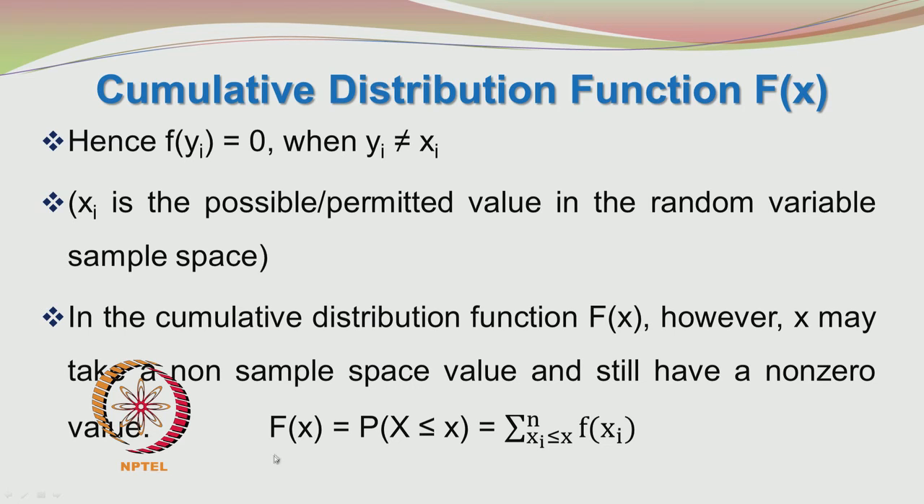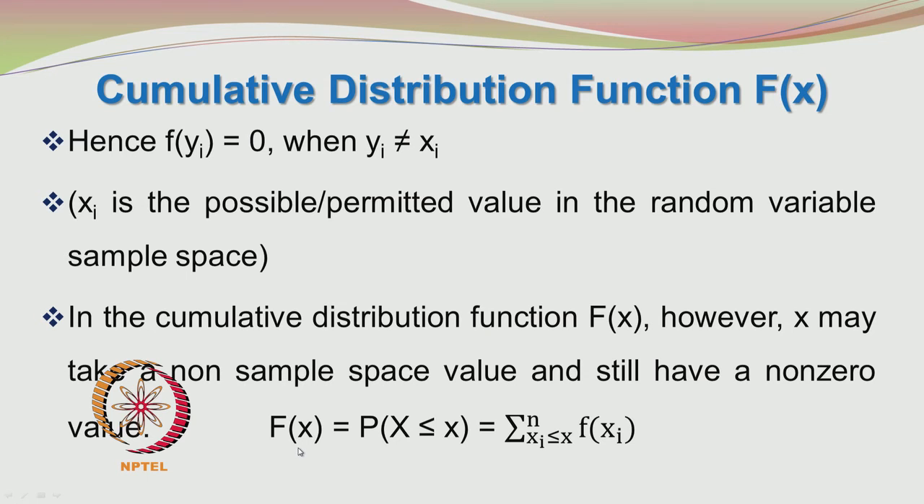But when you do the cumulative distribution function, this x value need not be xi all the time. It may even be a value between two permitted xi values. For example, if the permitted xi values are 0, 1, 2, 3, 4 and 5, you can even find the cumulative distribution function probability of random variable x less than or equal to 3.5. So, that is permitted, and that value need not be equal to 0.